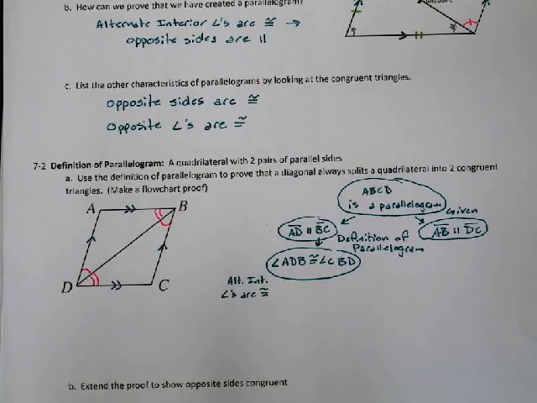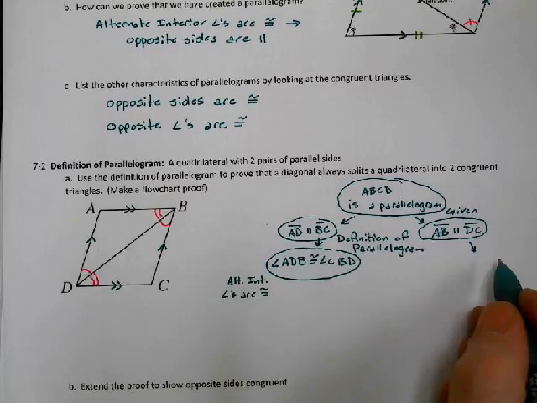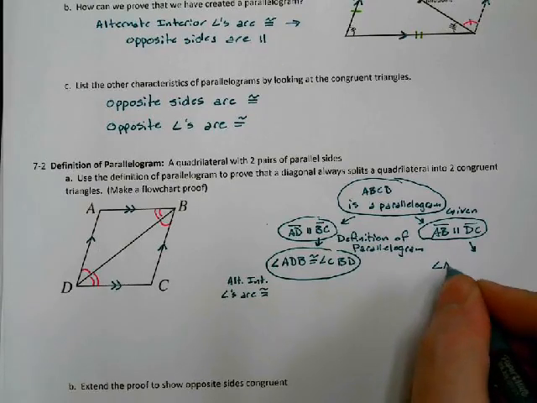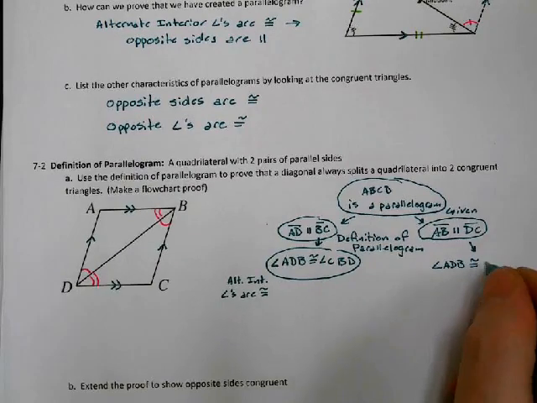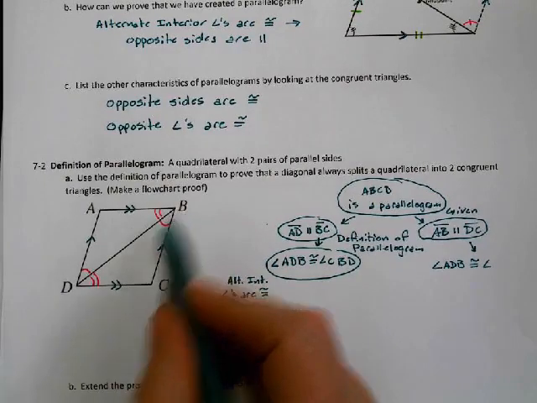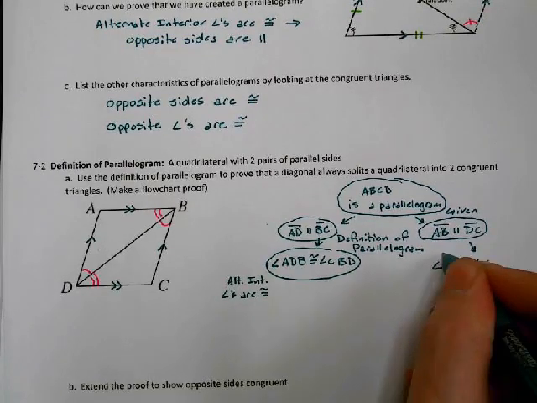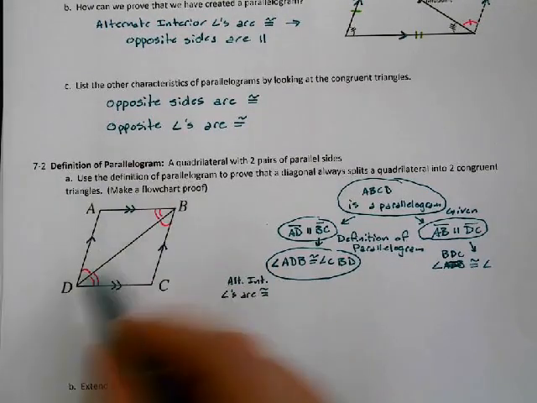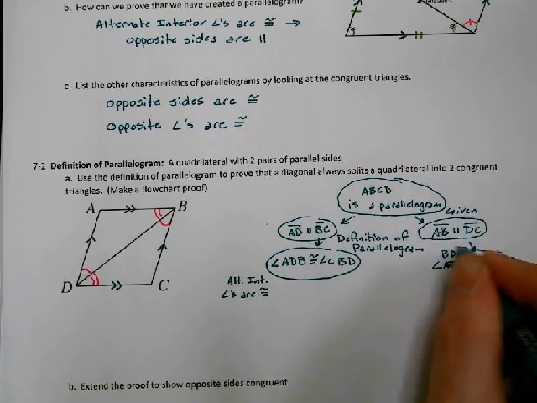And so now I can state, based off of this piece of information, the angle ADB is congruent to angle CBD. Or did I do the wrong angles? Sure did. It's supposed to be BDC. Oh, man. So that's supposed to be BDC. Sorry. So BDC, this one, is congruent to ABD. Wow. All right. Paying attention now, I promise.